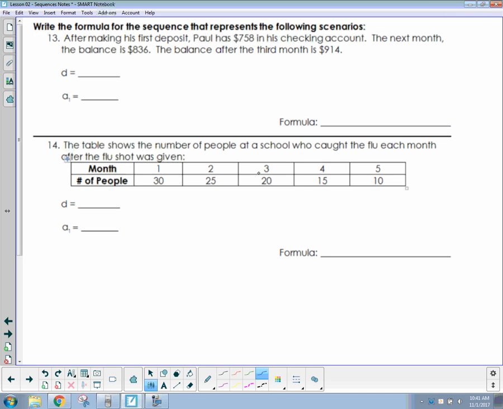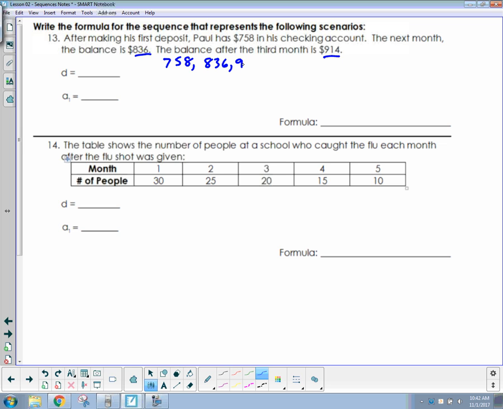So, write the formula sequence that represents the following scenarios. After making his first deposit, Paul has $758 in his checking account. The next month, the balance is $836. The balance after the third month is $914. Okay, so we're looking at 758, 836, and 914 as a sequence so far. 1, 2, 3.